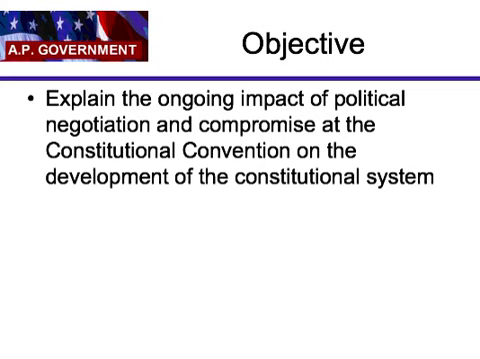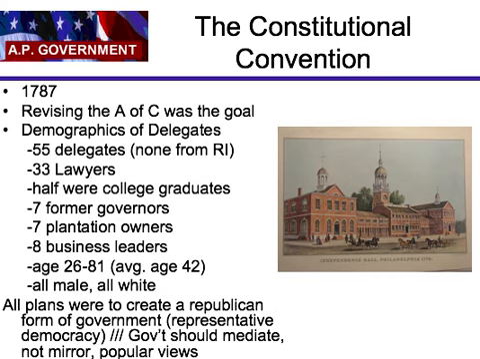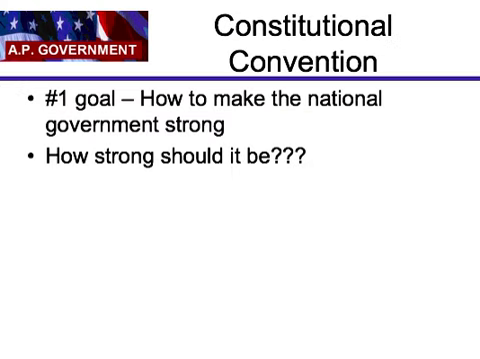So what we're going to look at is the Constitutional Convention and the idea that compromises were needed in order to create the United States Constitution as we know it. So at the convention, 1787, their goal was to revise the Articles of Confederation. All these different delegates, except from Rhode Island, were there: lawyers, farmers, business owners, again, all male, all white, and they wanted to create a representative type democracy. So the goal: how strong should the national government be? And they had a couple plans.